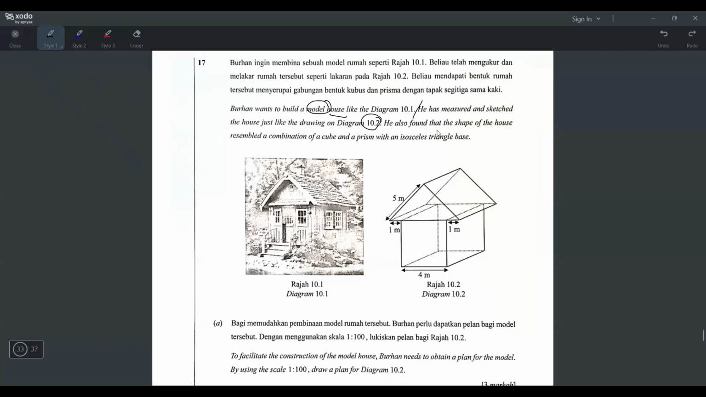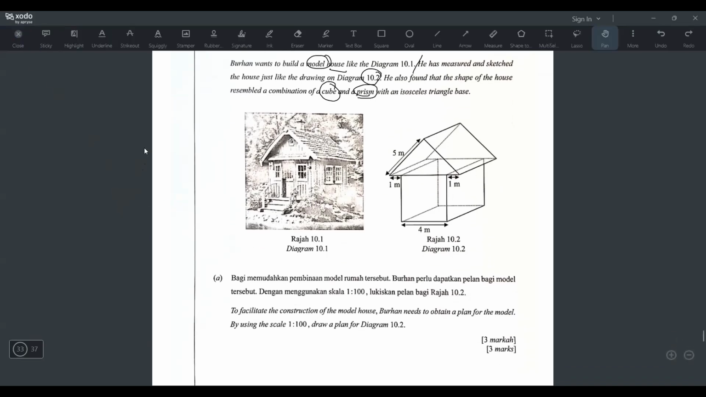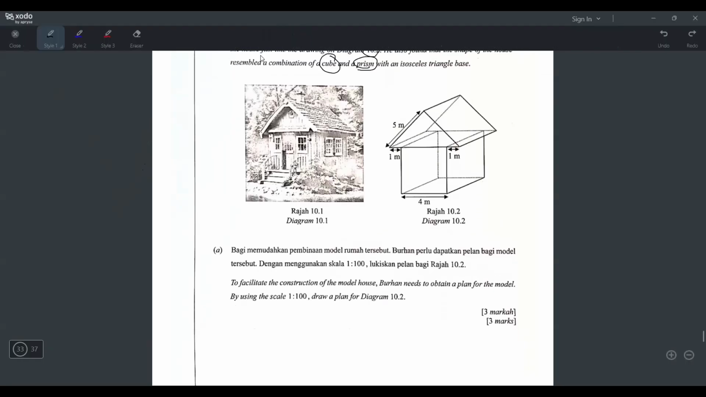He also found that the shape of the house resembles a combination of a cube and a prism with an isosceles triangle base. Okay, I can say it. This one is the cube, and then the one on top, that's the prism. Okay, the prism with isosceles triangle. Okay, so now I think I can read part A. Part A says, to facilitate the construction of the model house, Burhan needs to obtain a plan for the model. By using the scale 1:100, draw a plan for diagram 10.2.